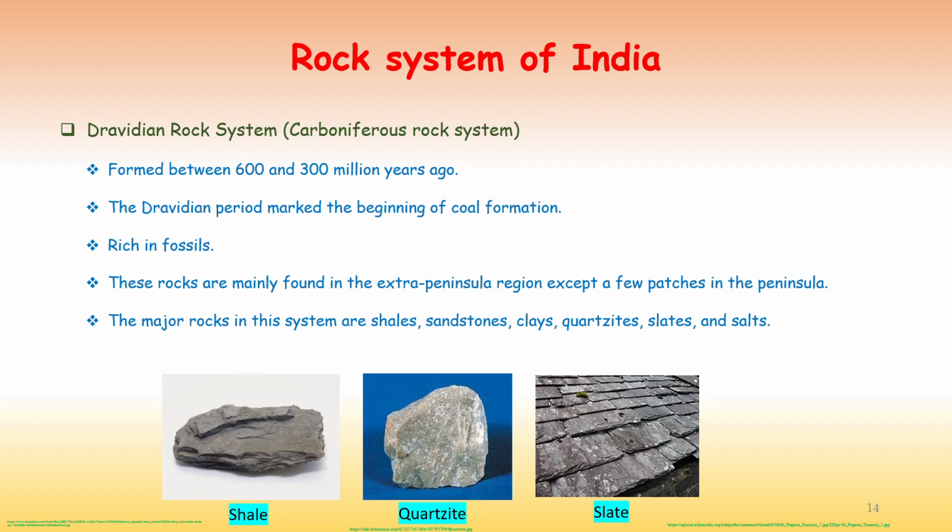These are mostly found in the extrapeninsular regions of the Himalayas and the Gangetic plains. The major rocks of the Dravidian rock system include shales, sandstone, clay, quartzite, slates, and salt. The Dravidian rocks are abundant in fossils.